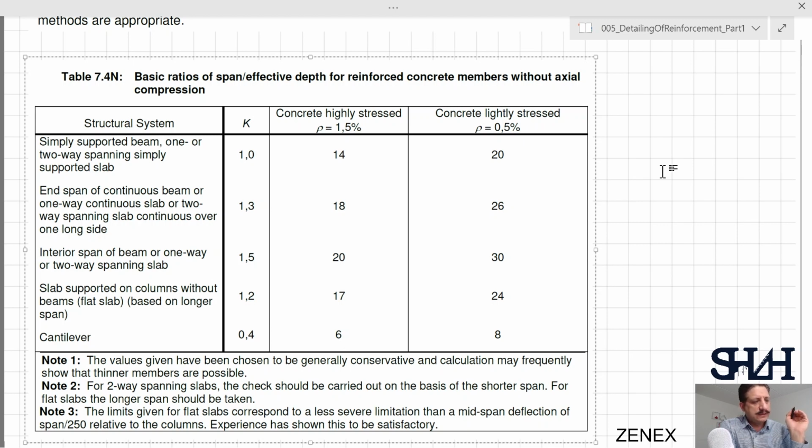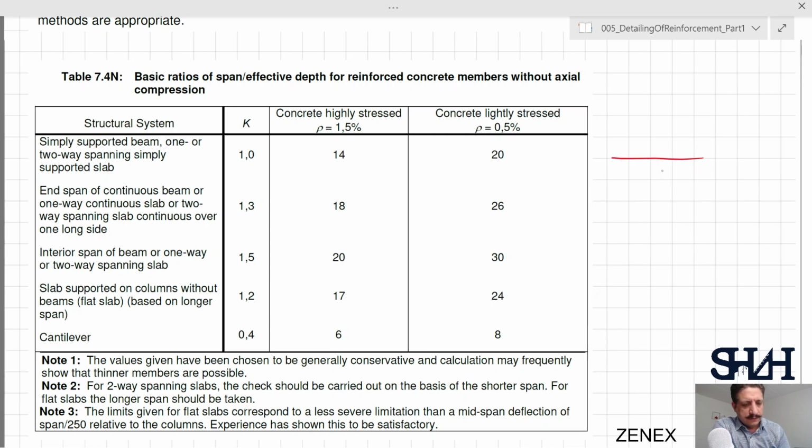A structural system, simply supported beam, one or two-way spanning simply supported slabs. It refers to elements in which the moment is practically considered to be zero at both ends. It can be a one-way slab, a two-way slab, or a simply supported beam. So typically the ideal element for this case is this type.